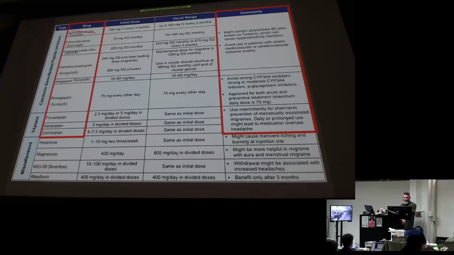And then we talk further down on the list, and we just choose one here, like the rimogepant. The rimogepants are small oral molecules. That's the only real difference. They're both the CGRP antagonists. So remember we said CGRP is that peptide.